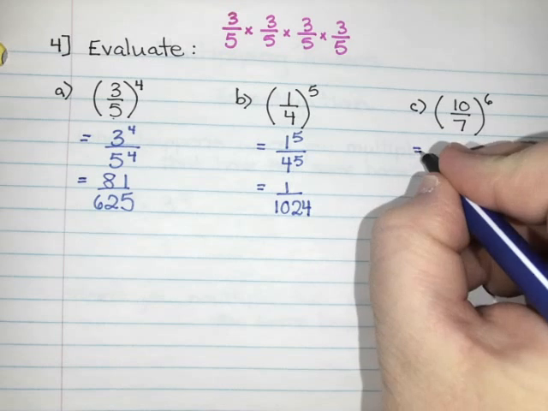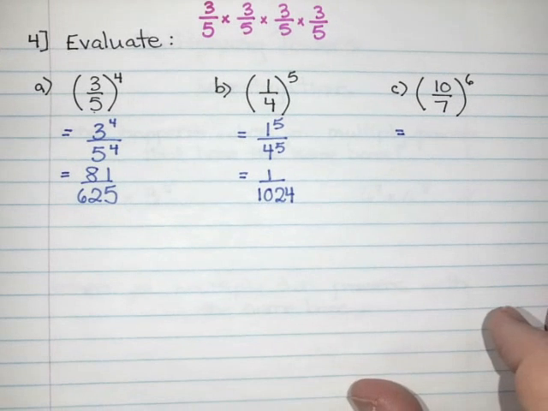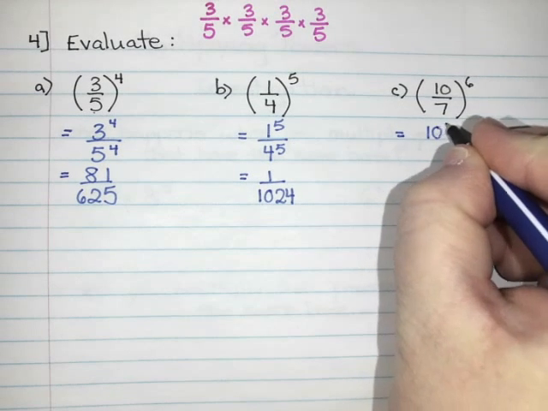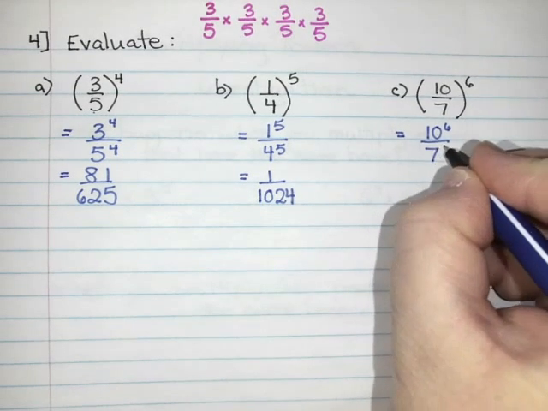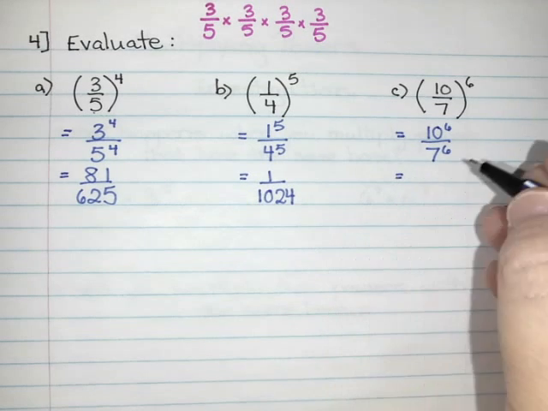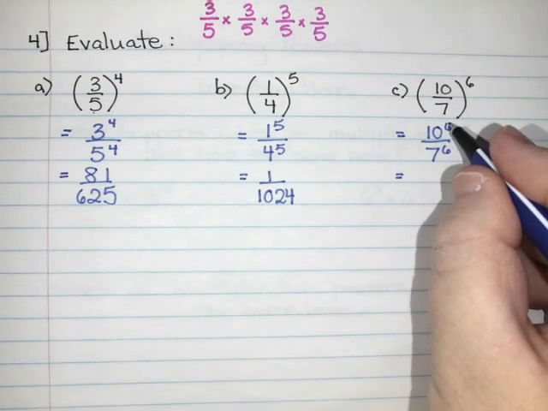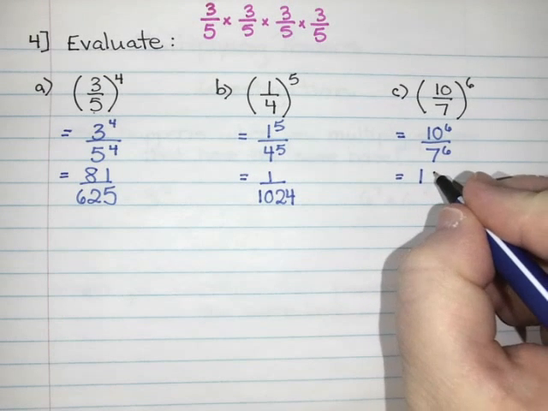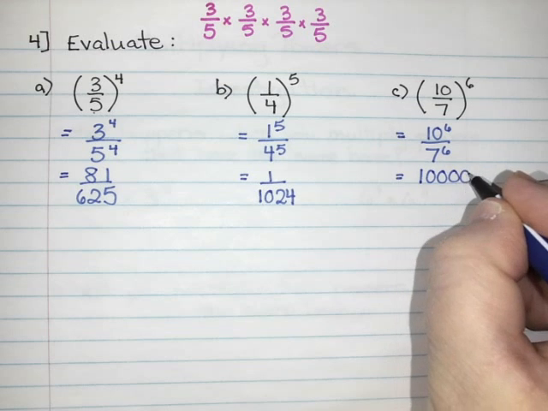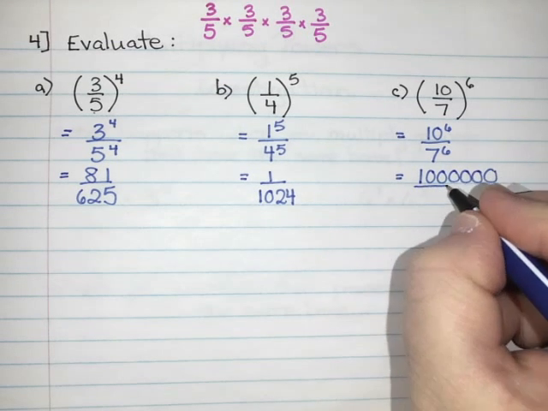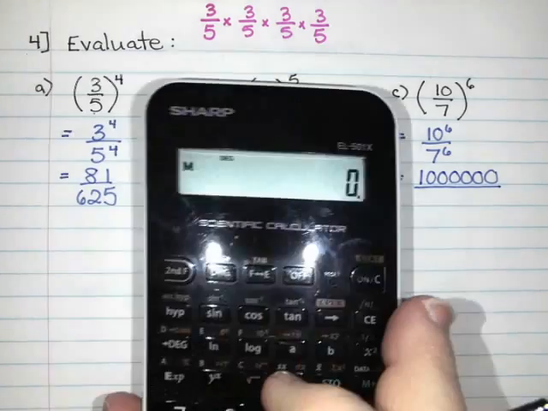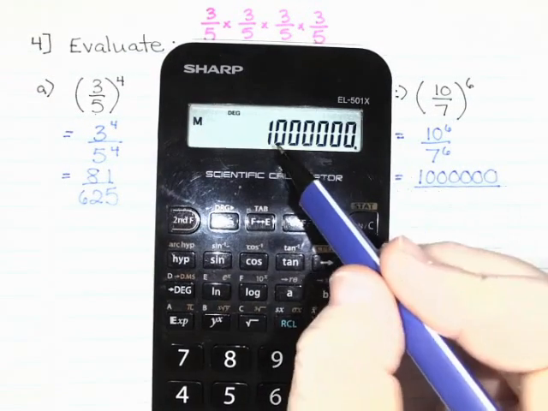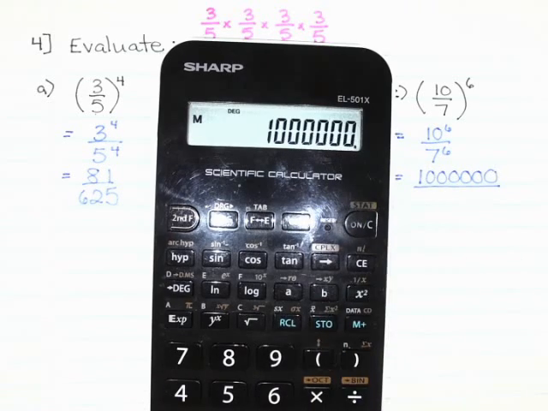All right, we have one more question. 10 over 7 to the power of 6. So that means we're doing 10 to the power of 6 and 7 to the power of 6. So our little shortcut we had for tens is that the exponent tells you how many zeros there should be. So this should be a 1 with 1, 2, 3, 4, 5, 6 zeros. But if you're not sure, you could try it on your calculator. So 10 to the power of 6, there's a 1 with 1, 2, 3, 4, 5, 6 zeros.